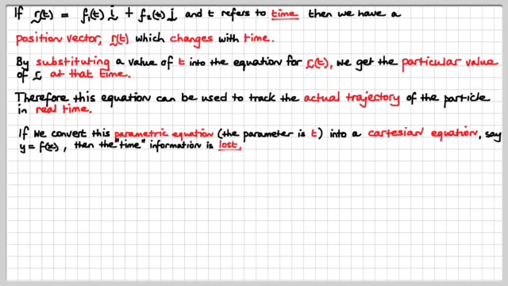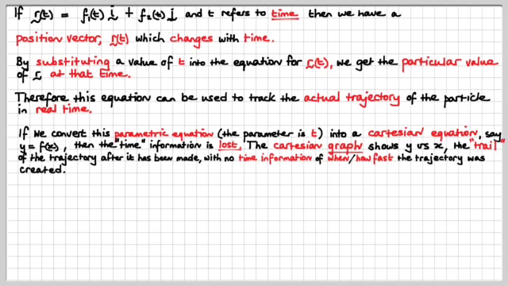Okay, if we convert this parametric equation, in which the parameter is t, because I've said that about 3 times so far, into a Cartesian equation, that's just y equals f of x, then the time information is lost. I know it's very sad, but it is lost. So the Cartesian graph then shows y versus x, which is the snail trail, or basically the trace of where the trajectory has been after it's made its journey, with no time information of when or how fast that trajectory was created. I know, it's a bit sad to lose that information, isn't it? But nevertheless, that's what we do.